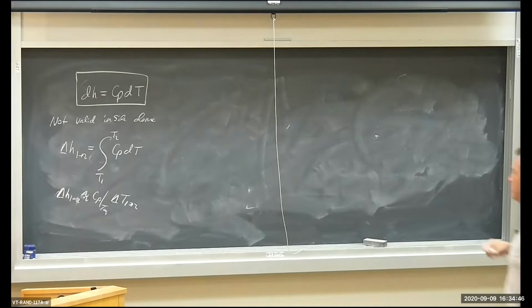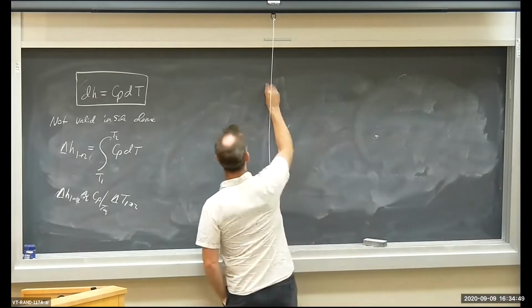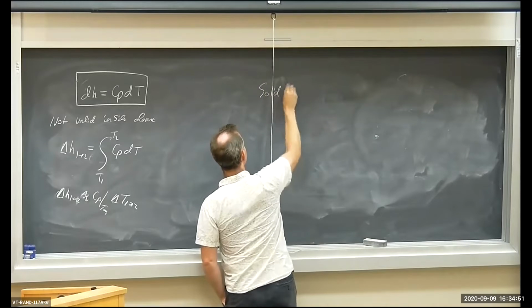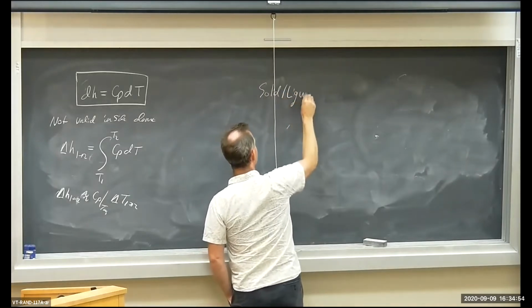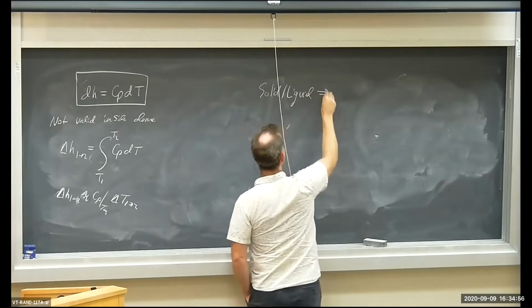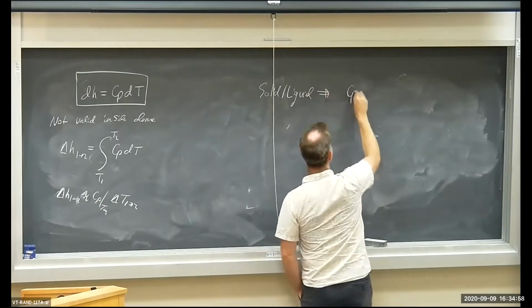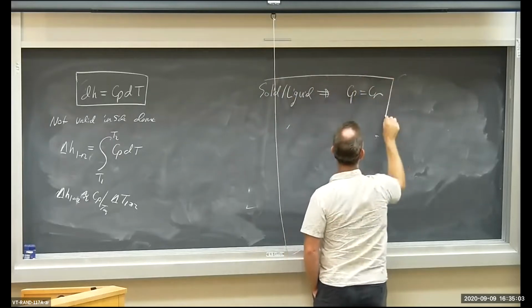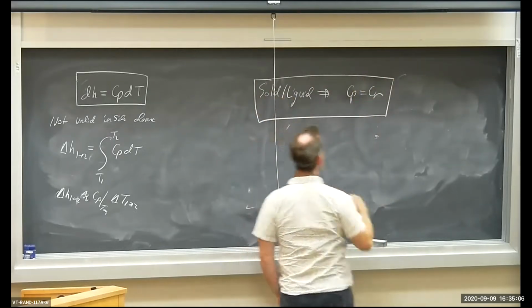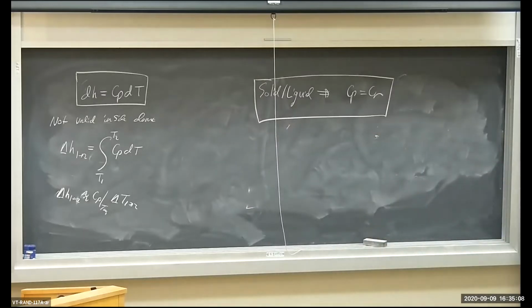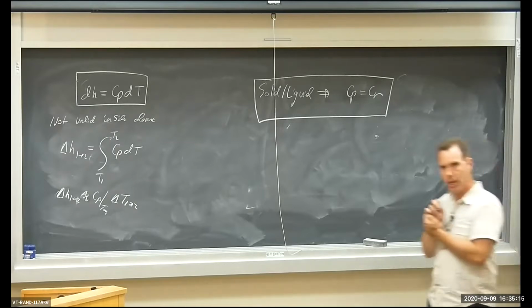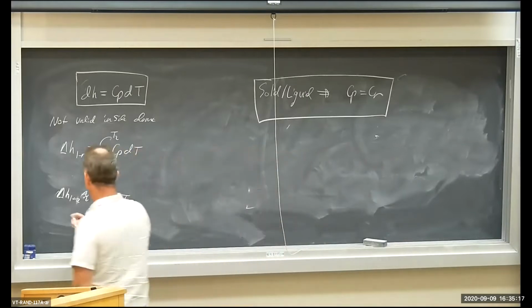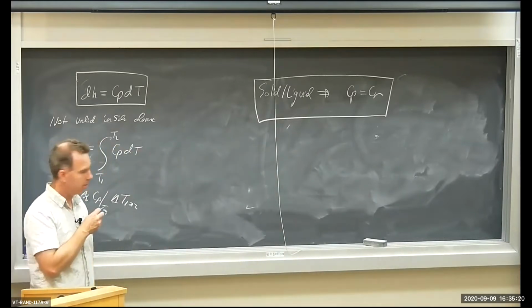In other words, for a solid or a liquid, Cp is equal to Cv. Put a little box around that, all right? They must be the same. Cv is equal to Cp. The reason there's a difference between these two, dH and du, is because of boundary work. If it's a solid or a liquid, there's no boundary work, okay?